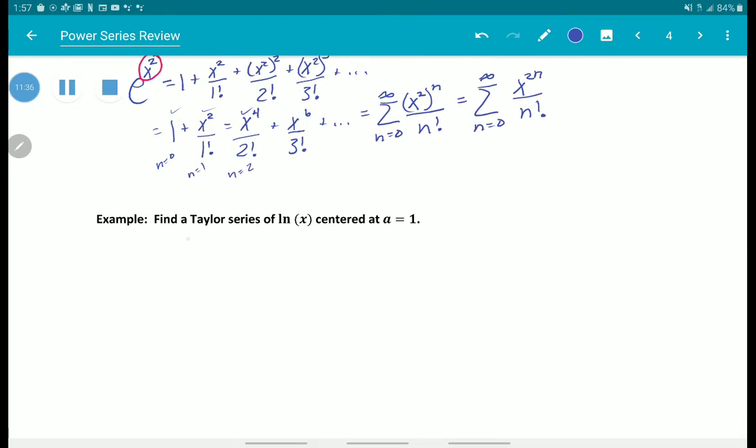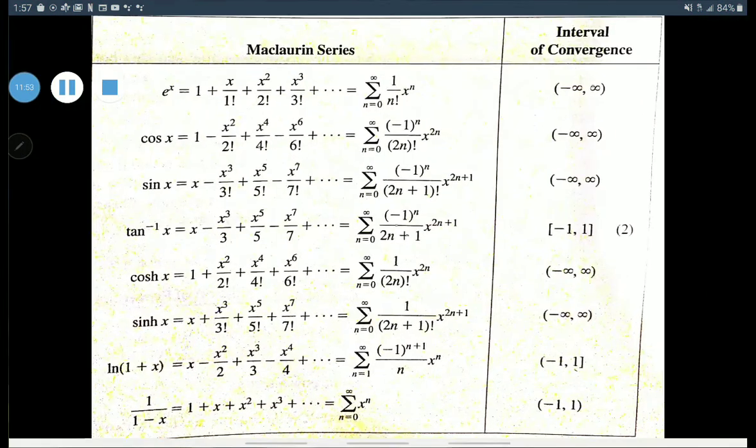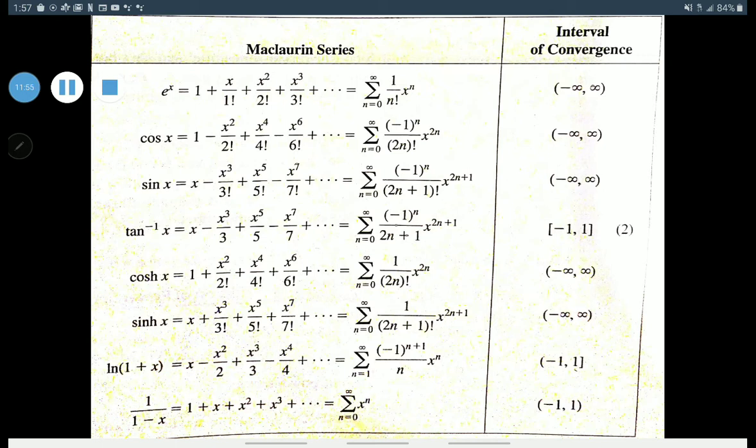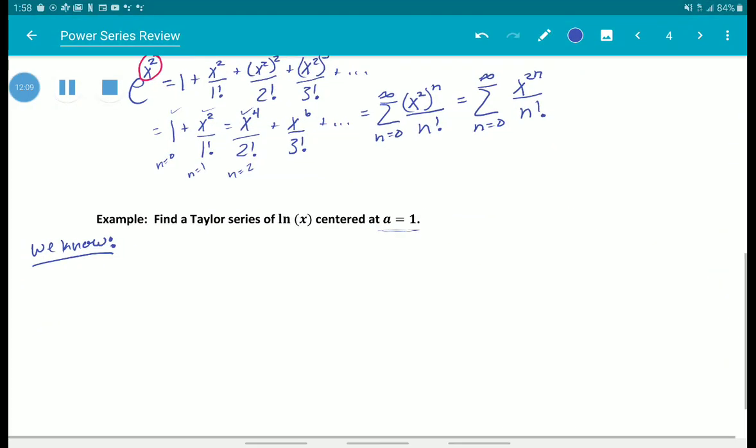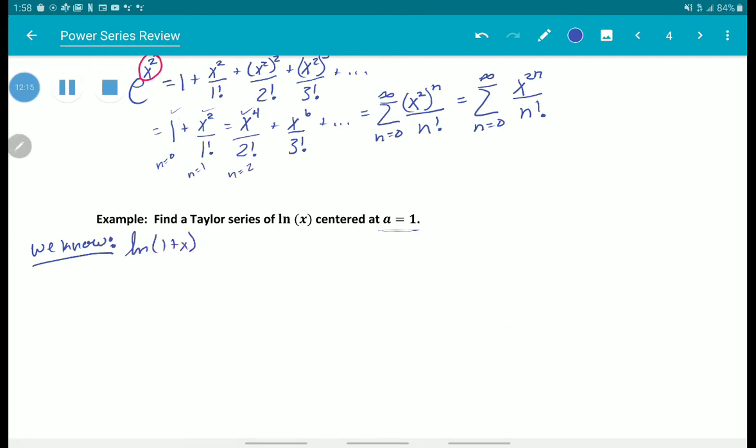Now, let's do a different one. Let's do a Taylor series. We want to find a Taylor series of ln of x, and we want it to be centered at 1. So let's look at what we have. If we look in the textbook at the table of Maclaurin series, we do have ln of 1 plus x. So let's write that out. You're always going to start with what you know.